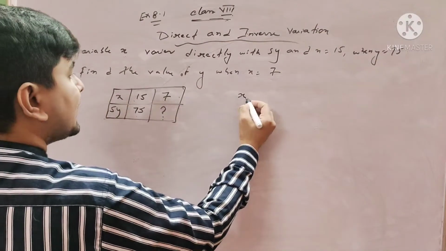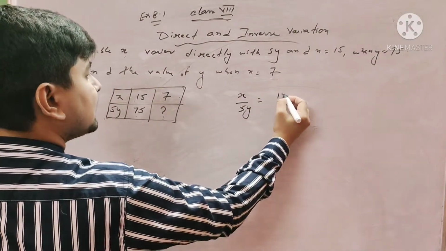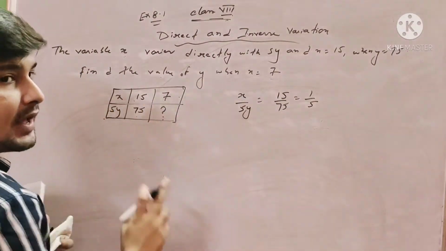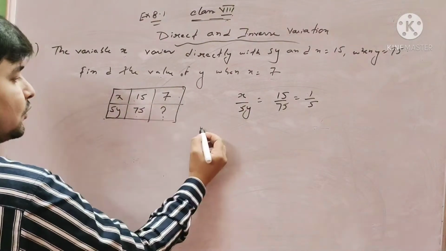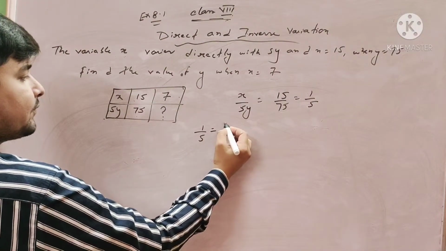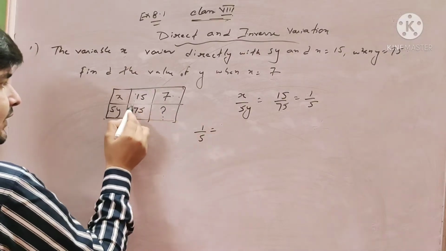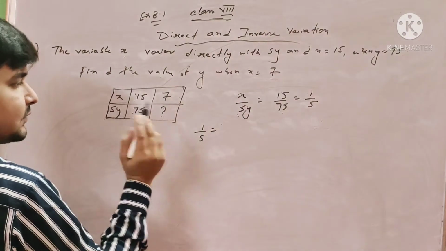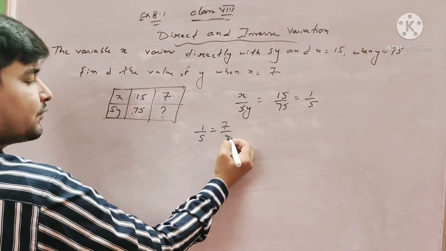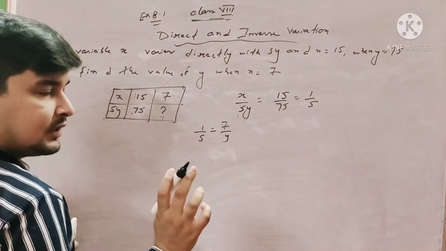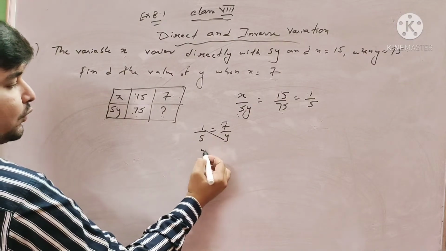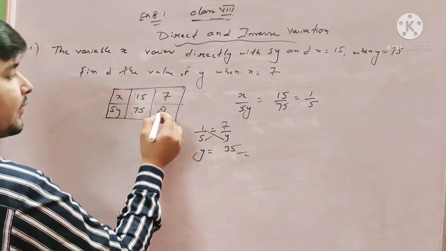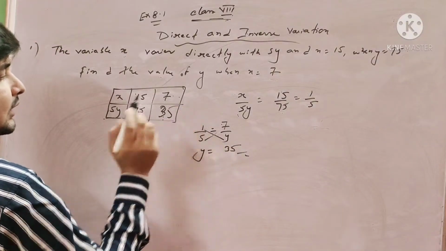So here x varies with 5y, that means 15 by 75, that means 1 by 5. The relation between x and y is 1 by 5. So we write down 1 by 5, and the value of x given is 7, and this one is the variable y. Clear? So y into 1 and 5 into 7, that is 35. So the value of y is 35.